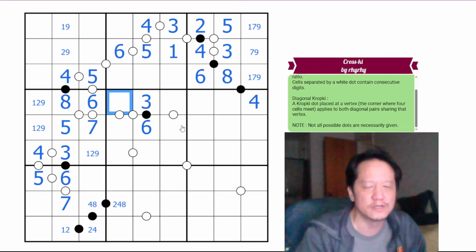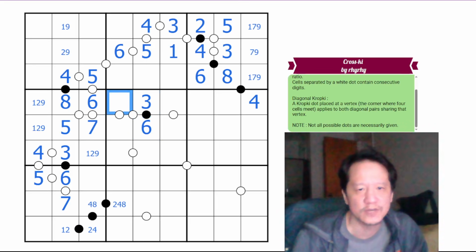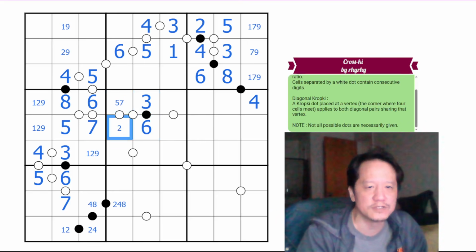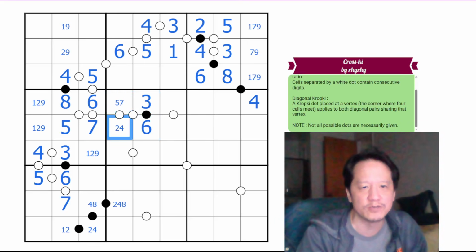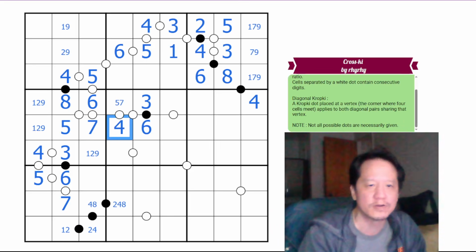6 is consecutive with that digit, so it's 5 or 7. 3 is consecutive with this digit, which is 2 or 4, and these must be consecutive with each other, so it must be 4 and 5 here. So that's 4, this is 5.